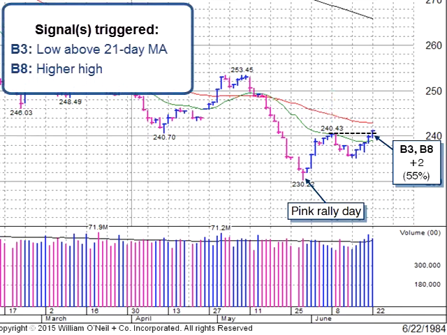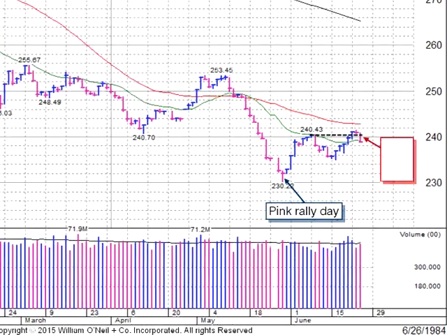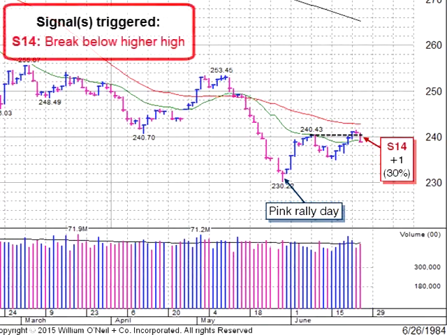We can act on those. We closed above there. Plus our low is above our 21-day, so we can go up to 55% invested. We triggered your higher high a couple of days before, and now you're back below that. So it's an S14, and we're backing away again, so our exposure goes back down to 30%.